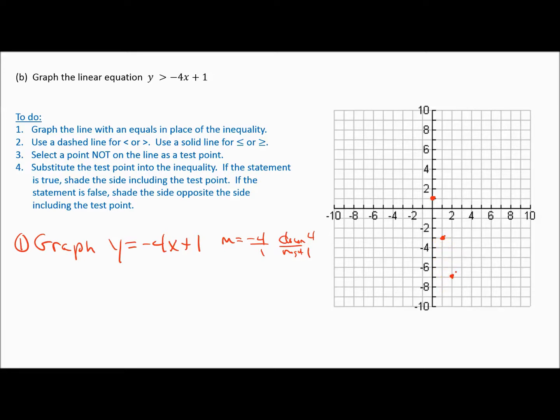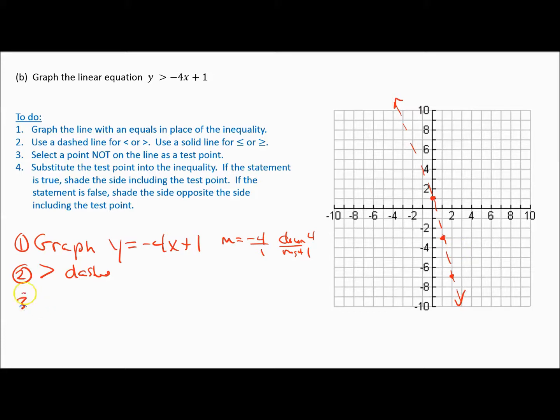Now step 2 says use a dashed line for less than or greater than, or use a solid line for less than or equal to, or greater than or equal to. Well, we have a greater than in our problem, so we're going to use a dashed line. So you get out your ruler, which I do not have on me right now, and I'm just going to do a dashed line through those points. Okay, got it. Arrows on the end of my dashed line. So anything that lands on this line will not make this thing true because it says strictly greater than.